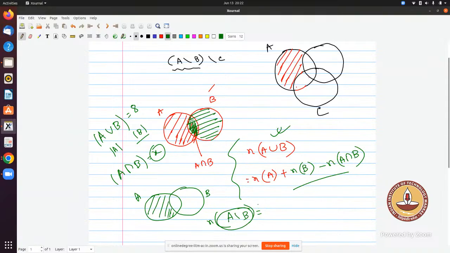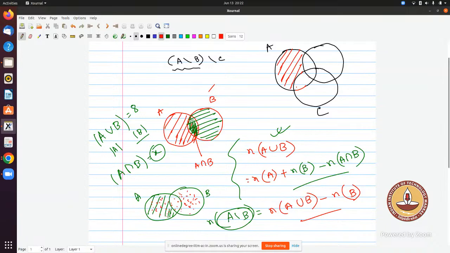And is there anything more direct we can say? If we know the cardinality of A union B, you can directly subtract the cardinality of B from the union, because the union has all these things. You just subtract this B part, and we get what is inside A minus B. So if you know the Venn diagram, you can create this formula on your own.